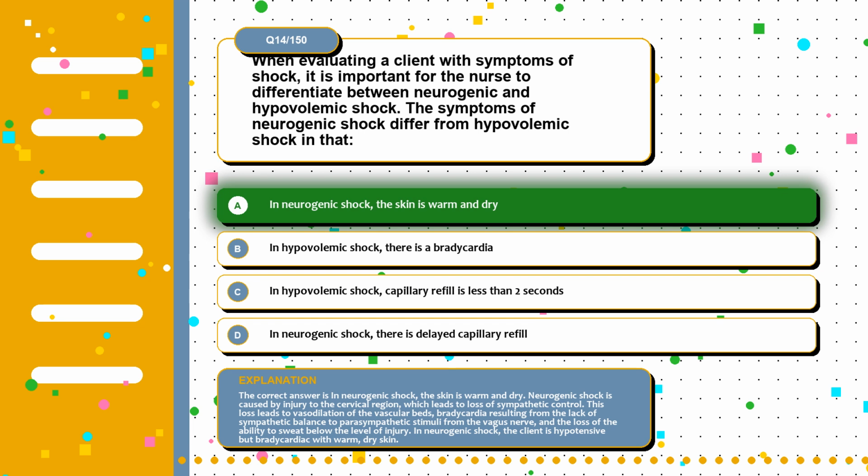Neurogenic shock is caused by injury to the cervical region, which leads to loss of sympathetic control. This loss leads to vasodilation of the vascular beds, bradycardia resulting from the lack of sympathetic balance to parasympathetic stimuli from the vagus nerve, and the loss of the ability to sweat below the level of injury. In neurogenic shock, the client is hypotensive but bradycardiac with warm, dry skin.